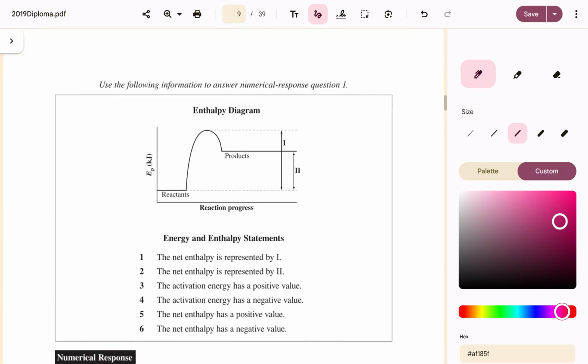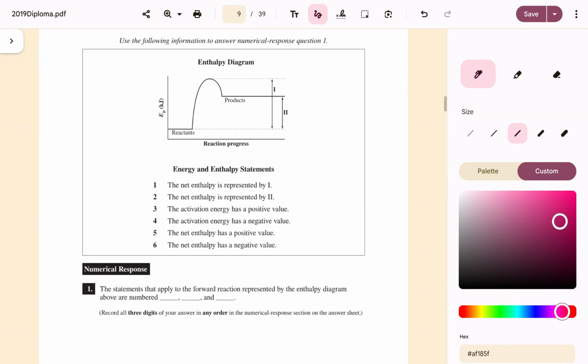Now, the other type of question that's very common is enthalpy diagrams. So with this diagram, we want to remember if your enthalpy goes from reactants to products and you're moving up, that is showing an endothermic reaction where your enthalpy is going to be positive. So now we can answer those questions.